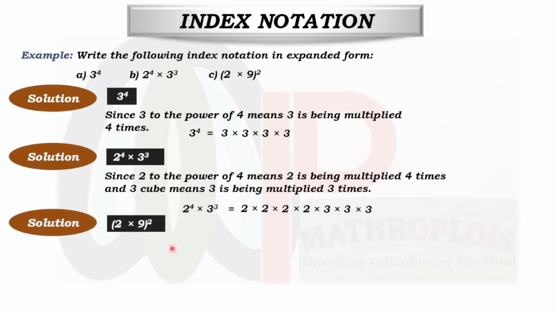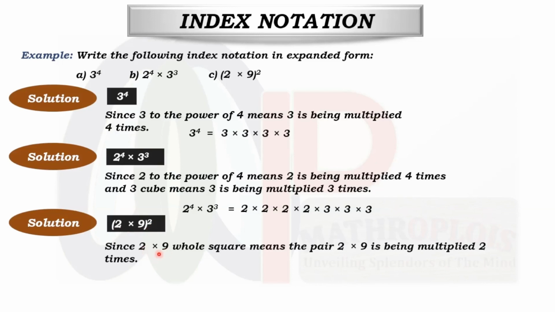The third part is 2 multiplied by 9 whole square. Since 2 multiplied by 9 whole square means the pair 2 multiplied by 9 is being multiplied 2 times, it is equal to 2 multiplied by 9 multiplied by 2 multiplied by 9. Or we can also write it as 2 multiplied by 2 multiplied by 9 multiplied by 9.